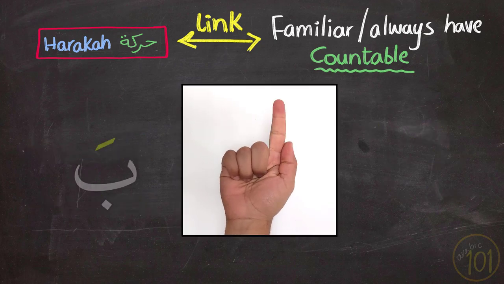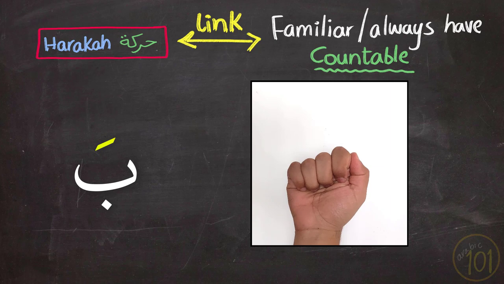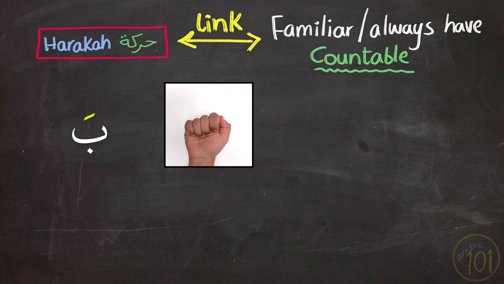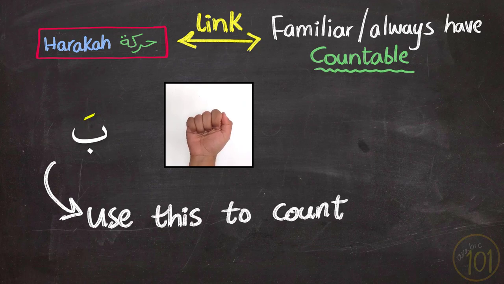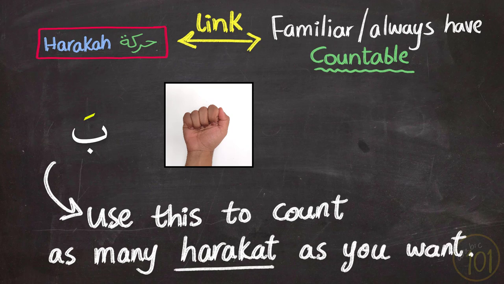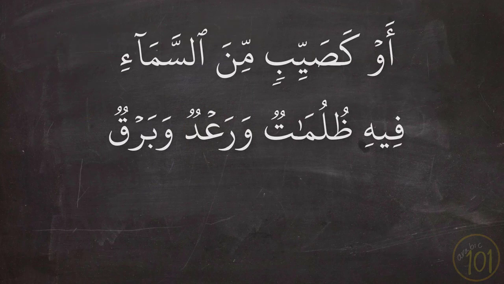And once you get that link between your finger movement and pronouncing one haraka, then you have successfully created your own estimation of a single haraka, which means you have established your own measurement unit for mad. And now you can simply employ this movement to count mad as you recite the Quran, so that you can easily count 2, 4, 5, or 6 harakat, like in this example.